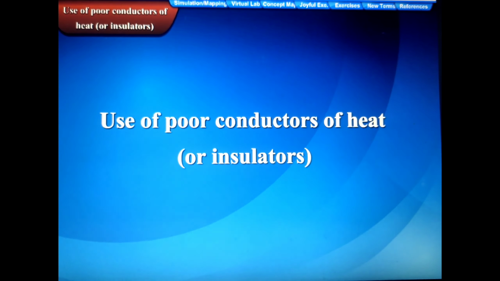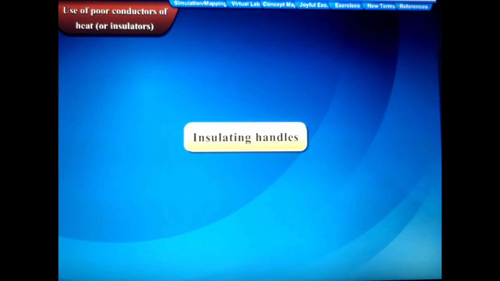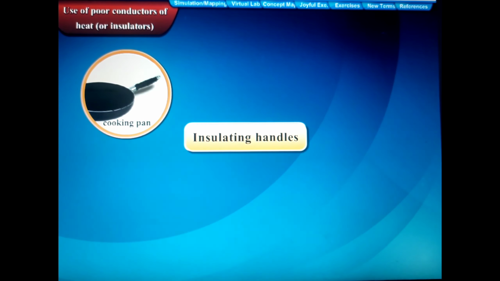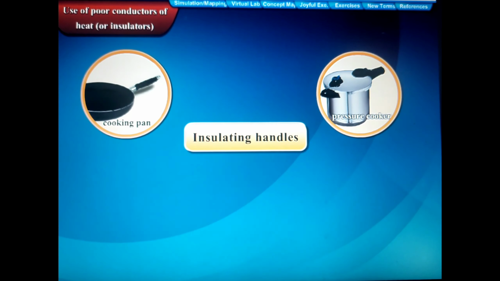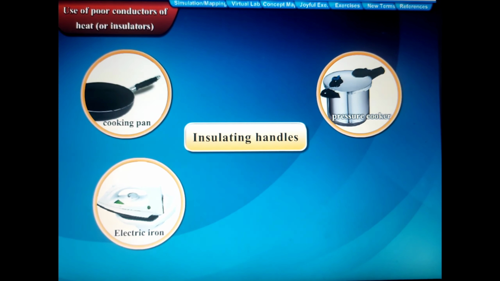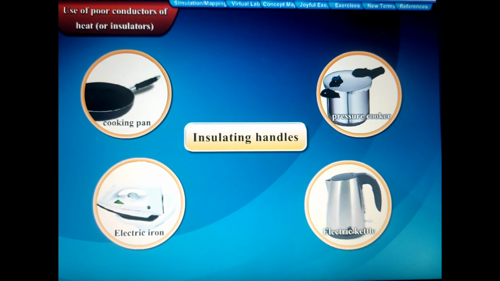Use of poor conductors of heat or insulators. Insulating handles. Appliances like cooking pan, pressure cooker, electric iron, electric kettle, etc. are provided with wooden or bakelite plastic handles because these materials are poor conductors of heat.